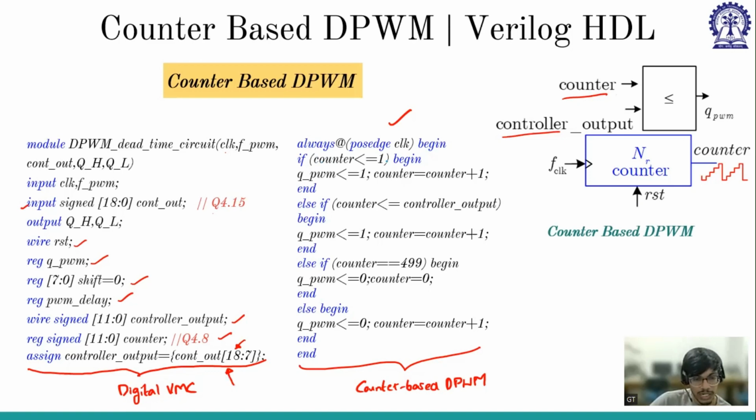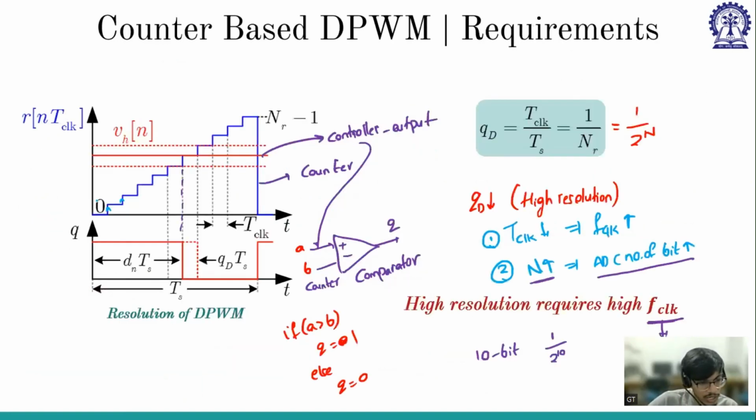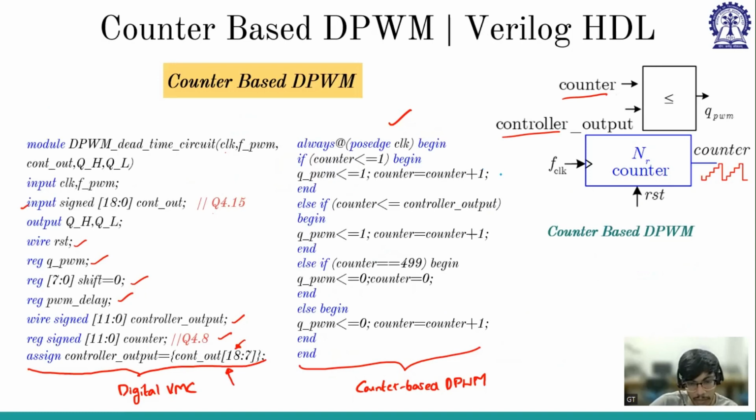So if counter is less than or equal to 1, QPWM is 1 and counter is equal to counter plus 1. So SAR is saying that if counter value is less than 1, QPWM is 1. So that is the minimum QPWM that SAR is feeding. So if it starts with 0 and if it is less than or equal to 1, Q will become 1. So this is for minimum duty ratio, SAR is giving this.